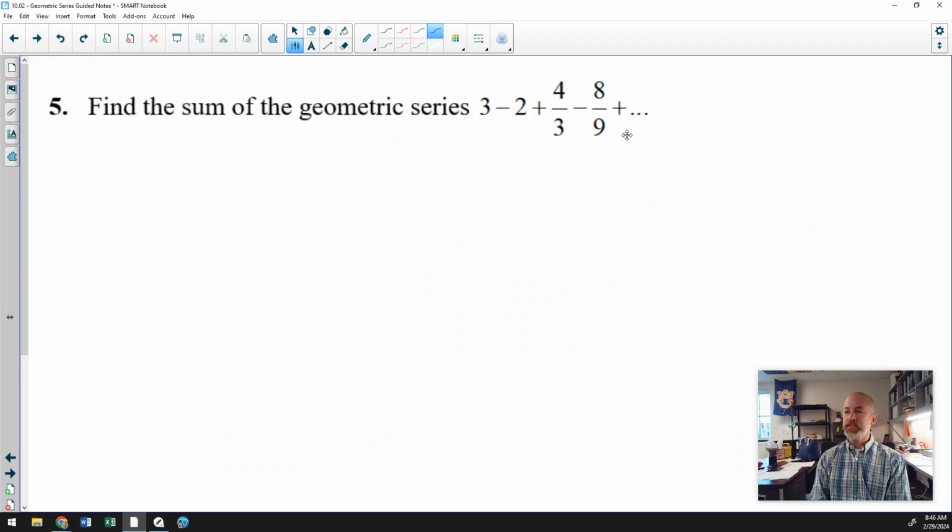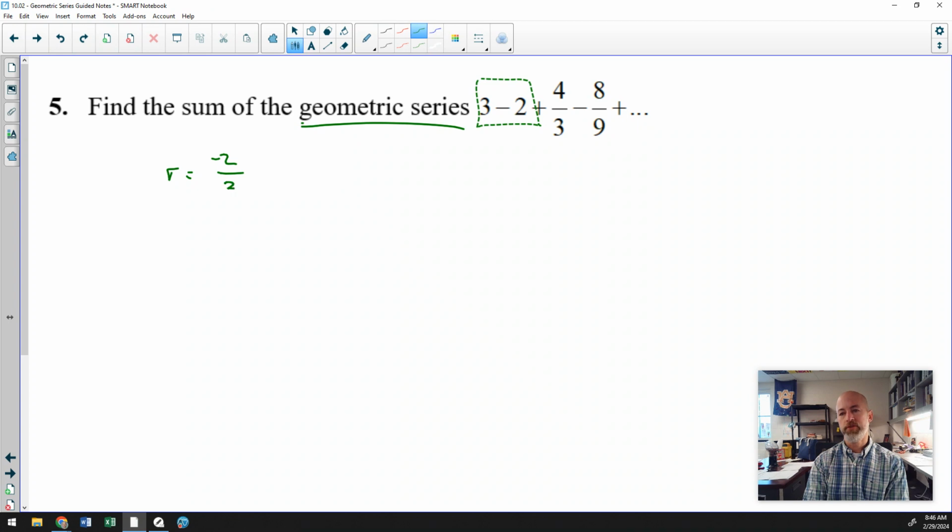Find the sum of this geometric series. Now, I wrote this one differently. It's not in that little sigma notation. I did tell you quite definitively that this is a geometric series, so I can find the ratio, and I can get the ratio by dividing any 2 consecutive terms and choose the 2 that are going to be the easiest. I'm going to do 3 and -2.